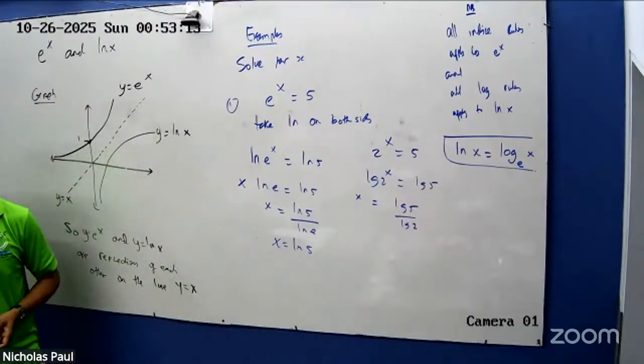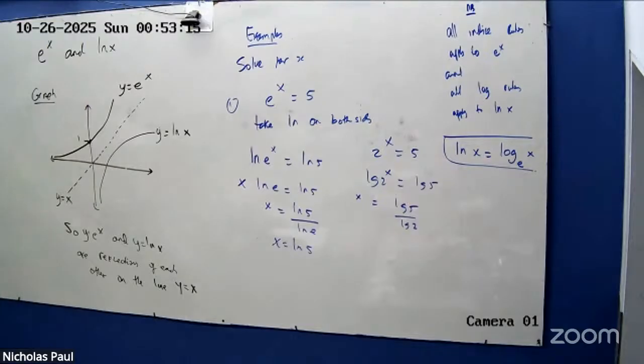That's okay? So if you see something like that, that's the way you solve it. Take ln on both sides and work it out. Go take your calculator and just work out ln 5.